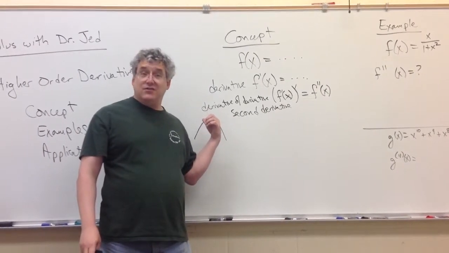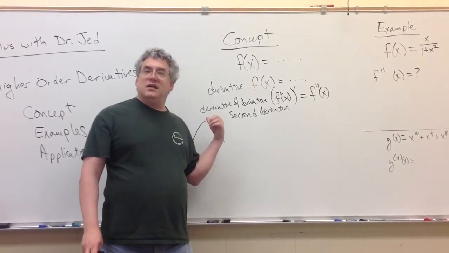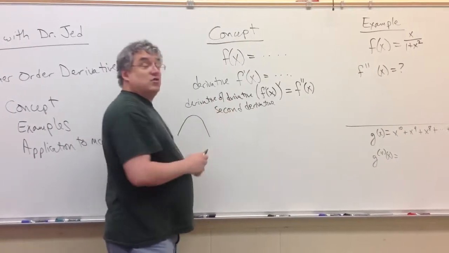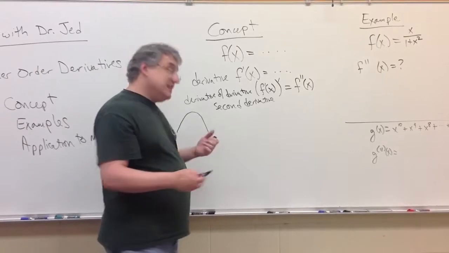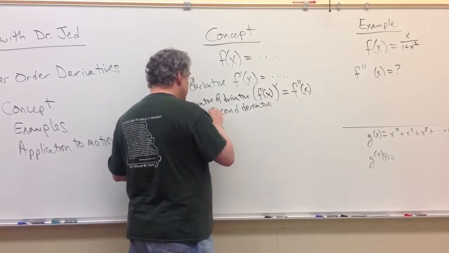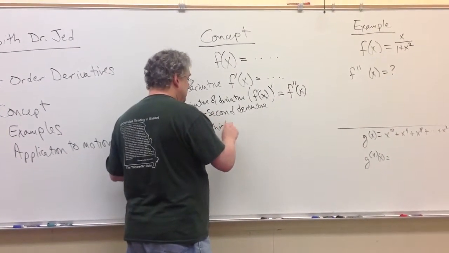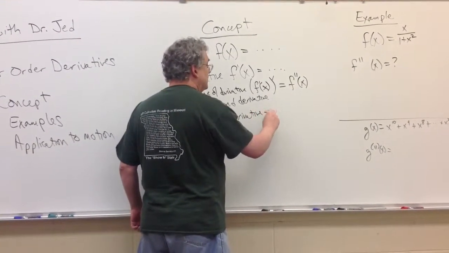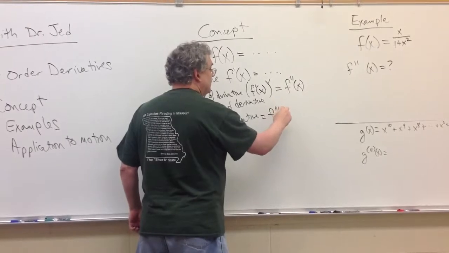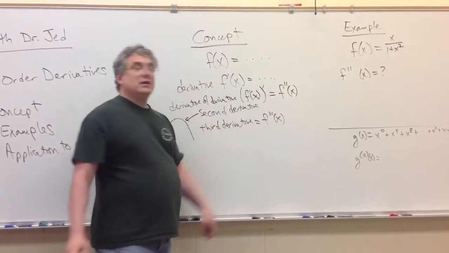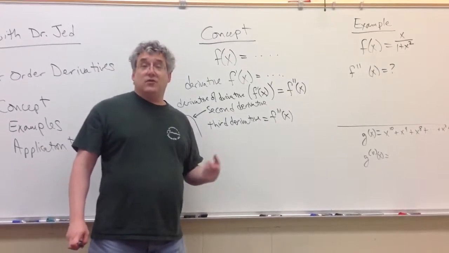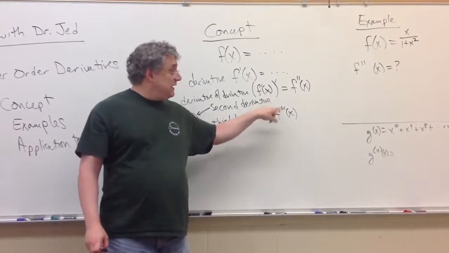That's called concavity. We'll talk about that in another episode, but right now, what about the derivative of the derivative of the derivative? That would be the third derivative. How would you notate that? Hopefully, you can figure that out. That's the third derivative. Now, this can go on. You could have a fourth derivative, or a fifth, or a sixth, and you could keep putting primes.